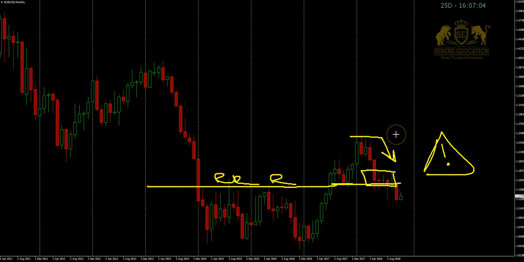We were looking for selling sentiment. We need to see continuation of that selling sentiment. And last month's candle, the October candle, gave us that. So a nice bearish engulfing candle, closed low.